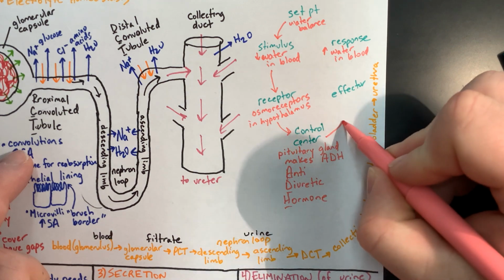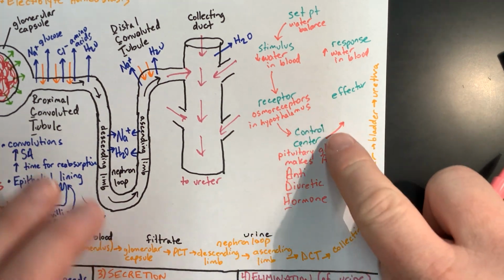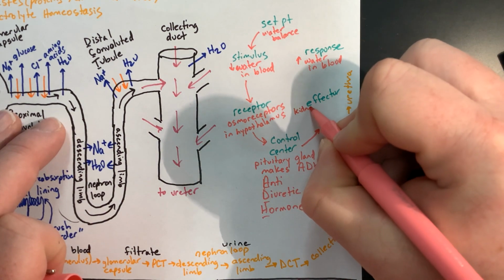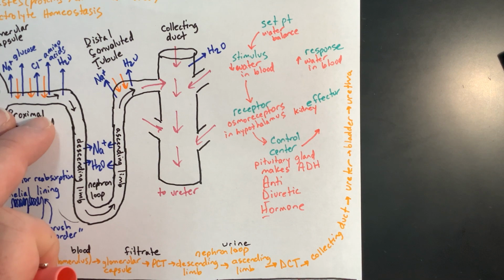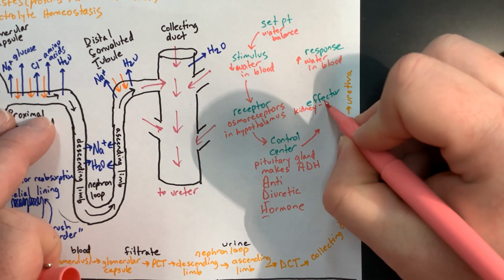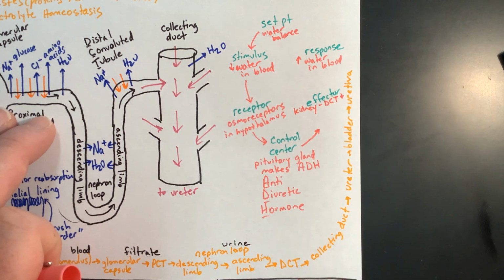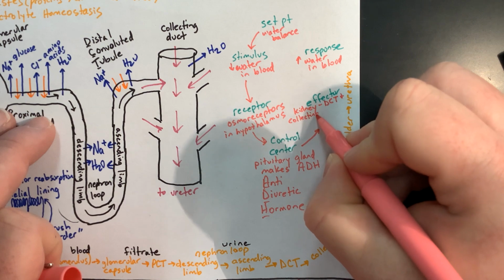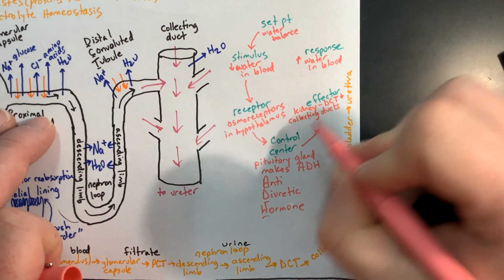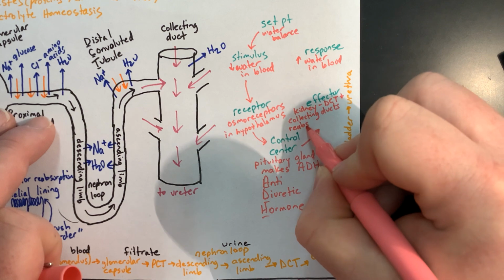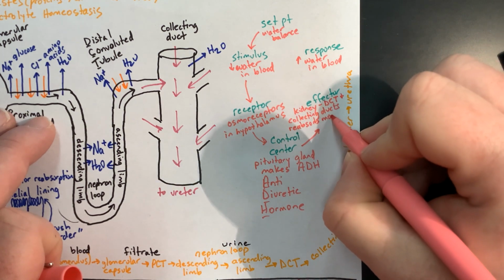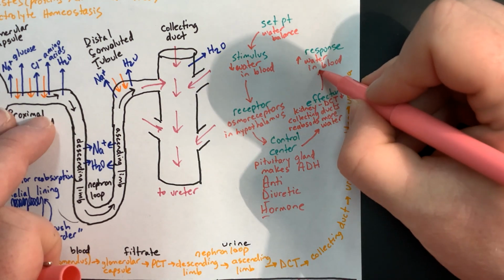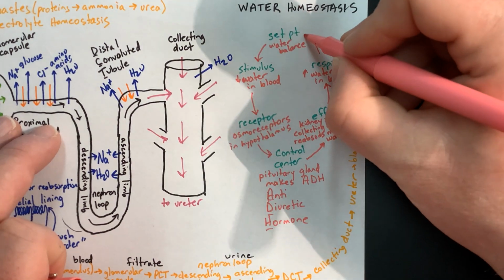All right, next, the effector. I should have made more space for myself there. So our effector is the kidney, obviously, but more specifically, the distal convoluted tubule and the collecting ducts reabsorb more water. And then that is going to increase water in the blood and then bring us back to water balance.